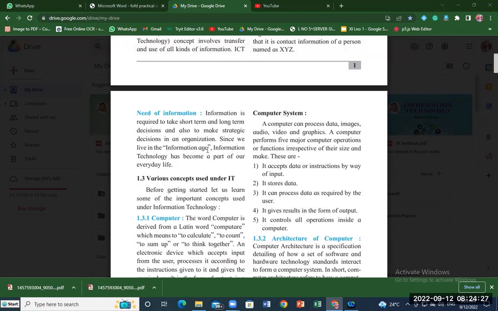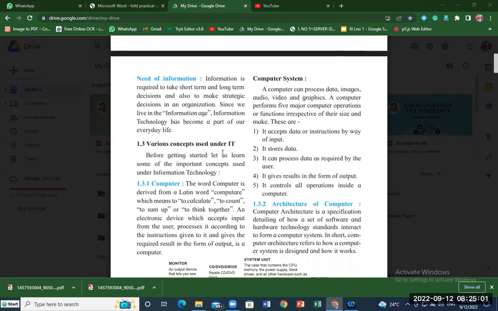Since we live in the information age, information technology has become a part of our everyday life. Correct? It's not only school going students and college going students who are searching for information. No, it may be a lady sitting at home. If she wants to search something, she can. Our elders, our grandparents, they also can search for certain information they want, right? So we are living in the information age wherein information is flowing around with the help of the internet.